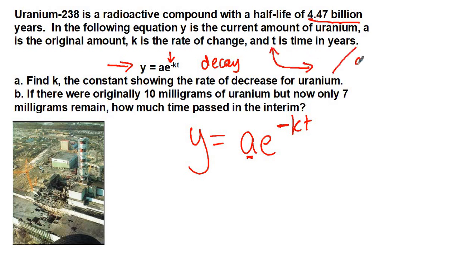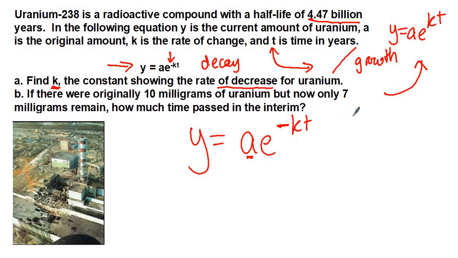If you were doing the same problem for exponential growth, like if it was something that was growing, let's say population, the equation would be y equals A e to the positive kt instead of negative. And then t stands for the time in years. So we have two things that we have to do. First, we have to find k, which is the constant that shows the rate of decrease.